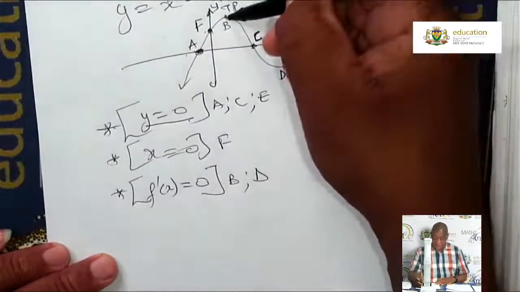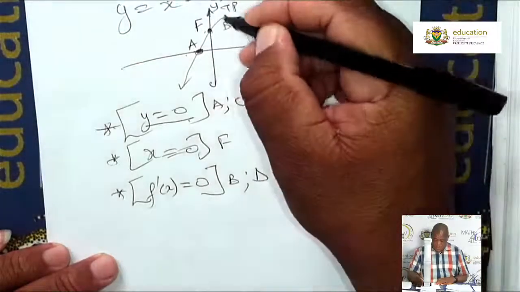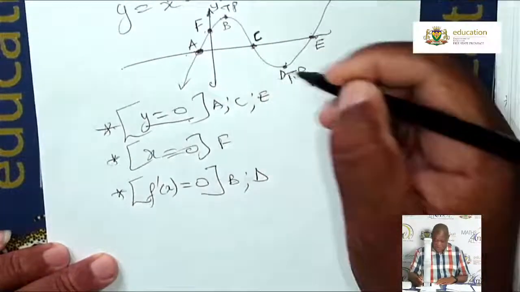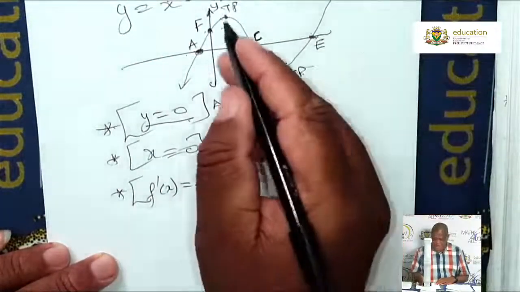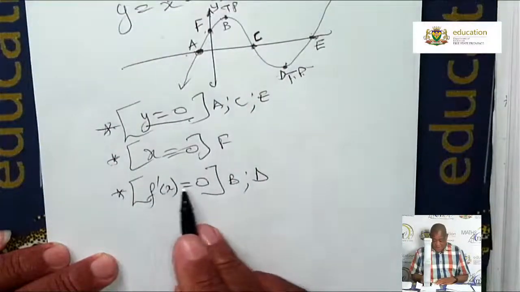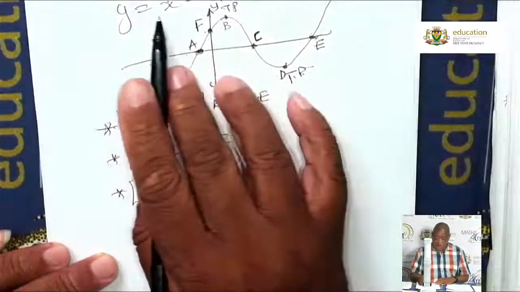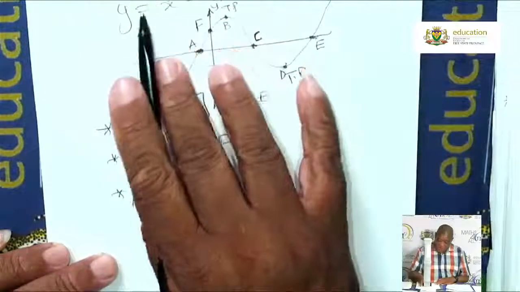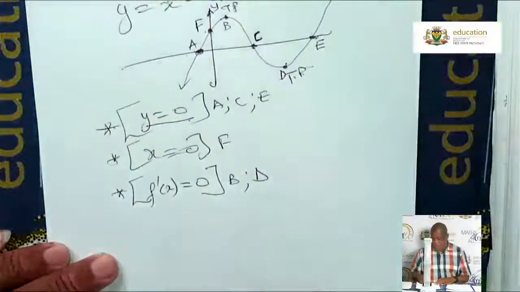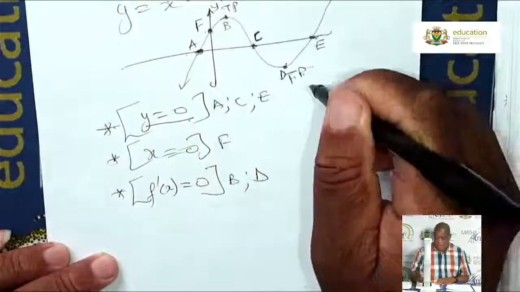You know that at those two points, these are the turning points, the stationary points. The gradient of the tangent there is 0, so the derivative is 0. So you equate the derivative to 0, and then from there you solve for x, and then you'll come up with the coordinates.